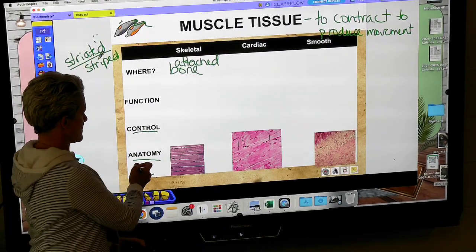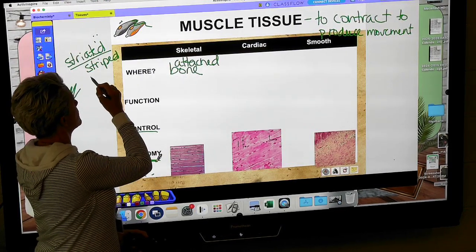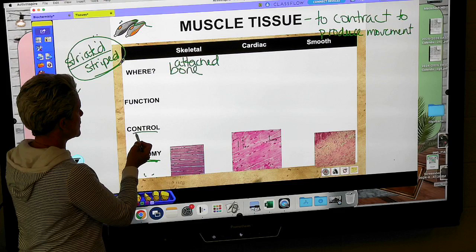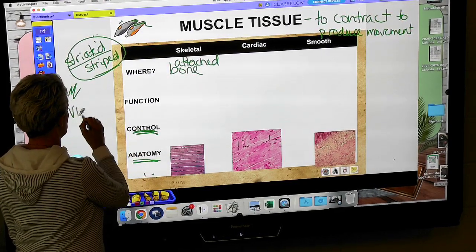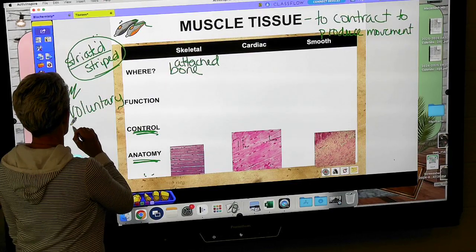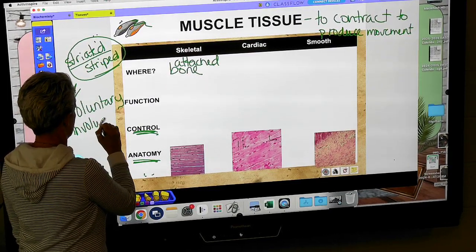So we're going to use down here for anatomy, some of them are striated and some of them are not. And we're also going to use the words for control. We're going to use these two terms, voluntary or involuntary.